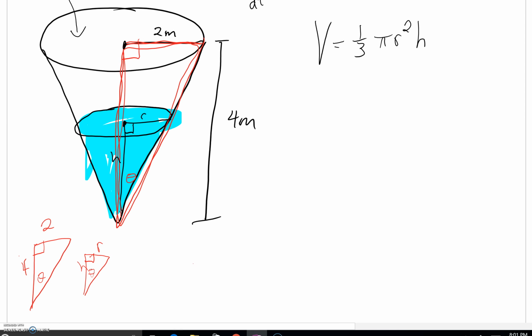Well, I hope you see angle, angle. Angle, angle means that we have similar triangles. r over h would be equivalent to 2 over 4.